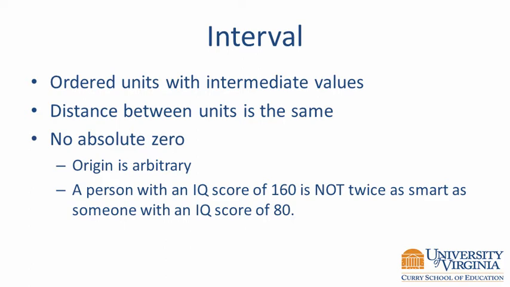Like any other interval scale, they are limited by not having an absolute zero. For example, a live person cannot have 0 intelligence. Moreover, the origin of an intelligence scale could be 10 or it could be 1,000. The choice is arbitrary because interval scales have no absolute zero. As a consequence, you cannot make statements such as a person with an IQ score of 160 is twice as smart as someone with an IQ score of 80.